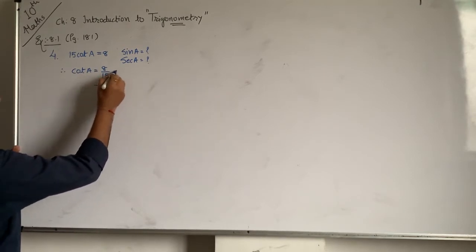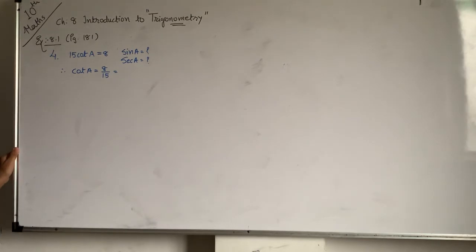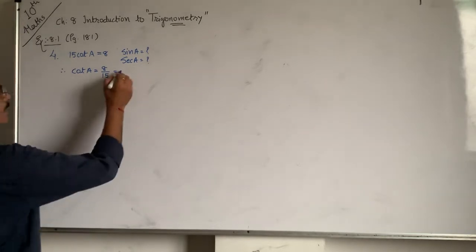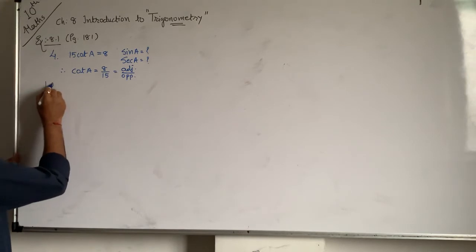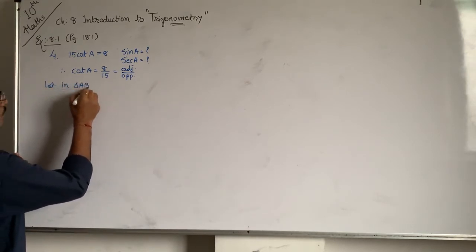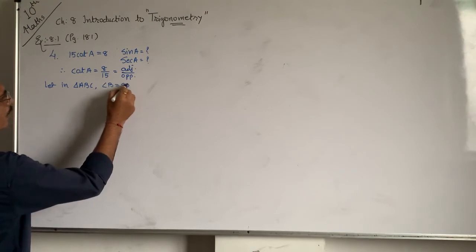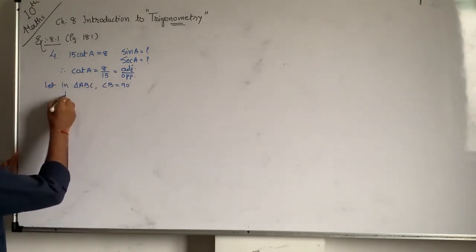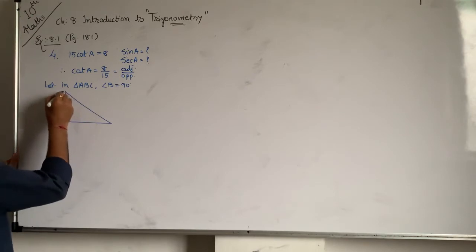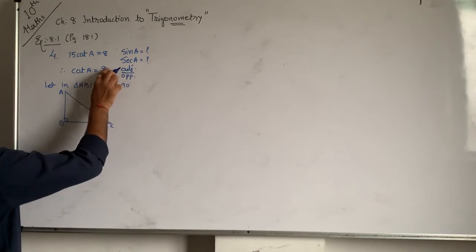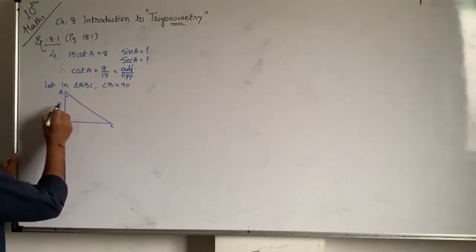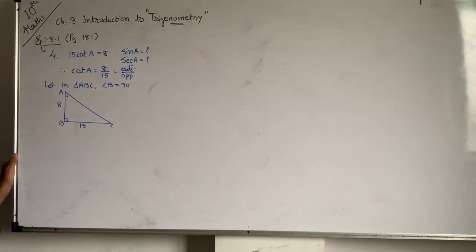What is the formula of cot A? Means cot, not A; leave out the angle. So cot is what? Adjacent side upon opposite side. So let in triangle ABC, angle B equal to 90 because we want angle A to be an acute angle. ABC, B is 90. Adjacent side of angle A is 8. For angle A, adjacent is 8 and opposite is 15. Now find AC by applying Pythagoras.